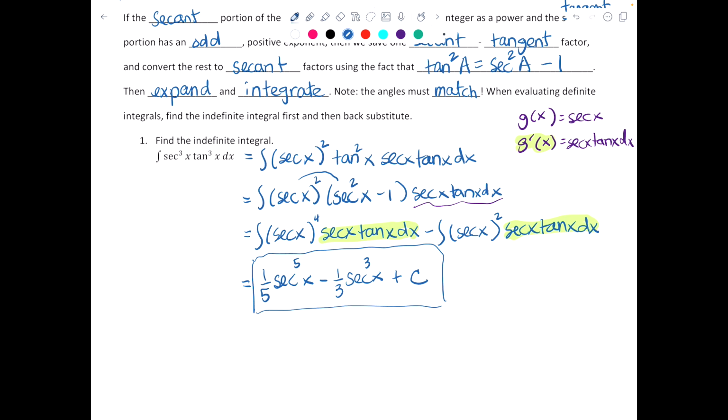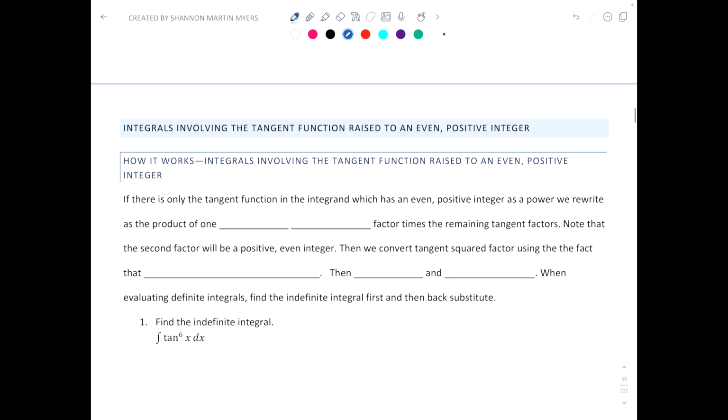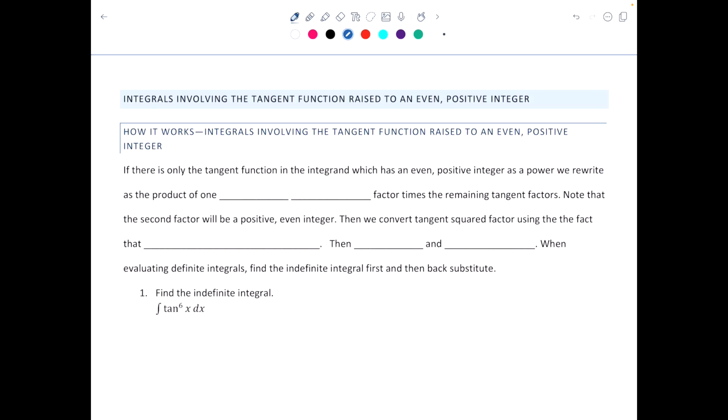Good? All right. Now, what if we've got the tangent function raised to an even positive integer? If there is only the tangent function in the integrand, which has an even positive integer as a power, we rewrite it as the product of one tangent squared factor times the remaining tangent factors. Note that the second factor will be a positive even integer.